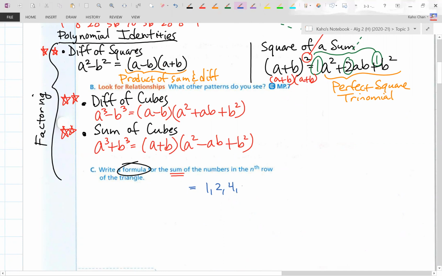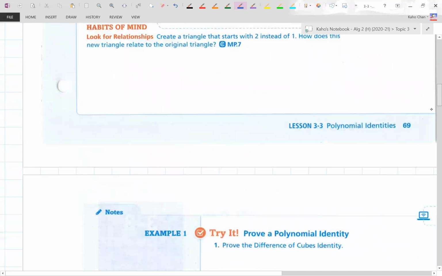Another coincidence in Pascal's triangle. In fact, in algebra, you can represent this pattern 1, 2, 4, 8, 16, 32 as a power of 2. 2 to the 0 power is 1, 2 to the first is 2, 2 to the second, and so on and so forth. That is the formula. Isn't that cool? Next page. Here we go.